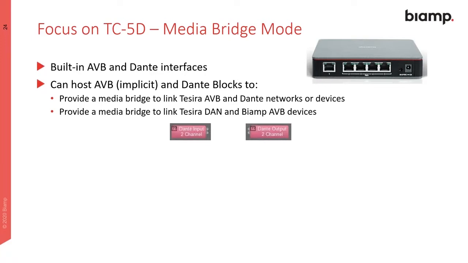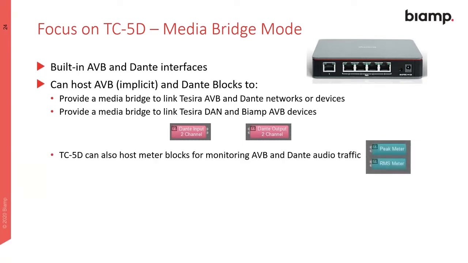So if you have a Dante enabled device, you will need to add 2 inputs to the transmit and the receive input. And also the nice thing as well, we can monitor the AVB and Dante audio traffic through the TC5D itself. So the TC5D is intelligent enough to have some peak meter or RMS meter, so we know that we have received the audio signal and we can monitor this signal in our software. And with Godwin's demo, you will see that visually on the software.